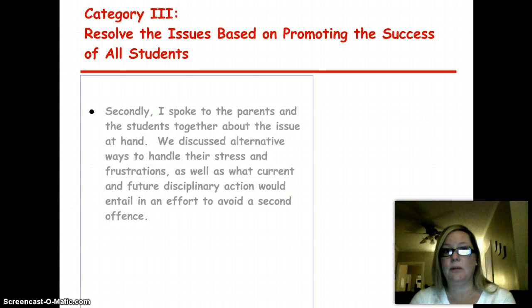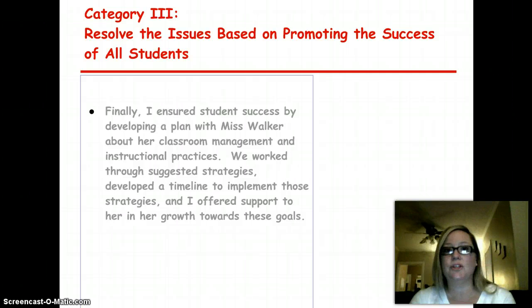Secondly, I spoke to the parents and the students together about the issue at hand. We discussed alternative ways to handle their stress and frustrations, as well as what current and future disciplinary action would entail in an effort to avoid a second offense. And finally, I assured student success by developing a plan with Ms. Walker about her classroom management and instructional practices moving forward. We worked through suggested strategies, developed a timeline to implement those strategies, and I offered her support in her growth towards those goals.